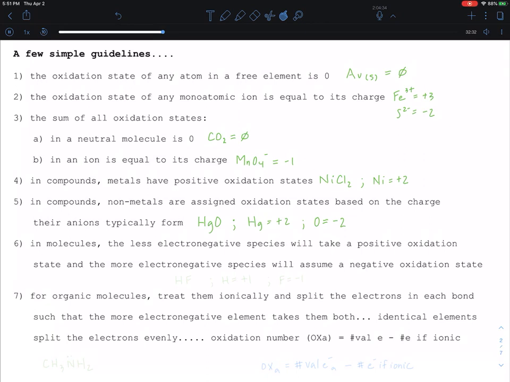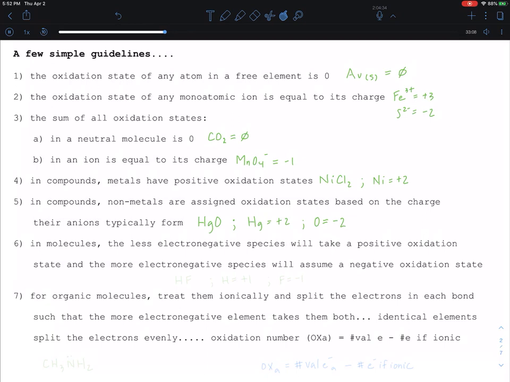Oxygen and hydrogen are two elements that you can count on, pretty notoriously, having the same oxidation state, unless they're in different types of bonding situations. Hydrogen typically has a positive one oxidation state, and the only time it doesn't is when it's bonded to itself or something less electronegative, like a metal, for example. Then it would have a negative one oxidation state. Oxygen always has a negative two oxidation state unless it's bonded to itself, like molecular oxygen or a peroxide, such as a peroxy acid.